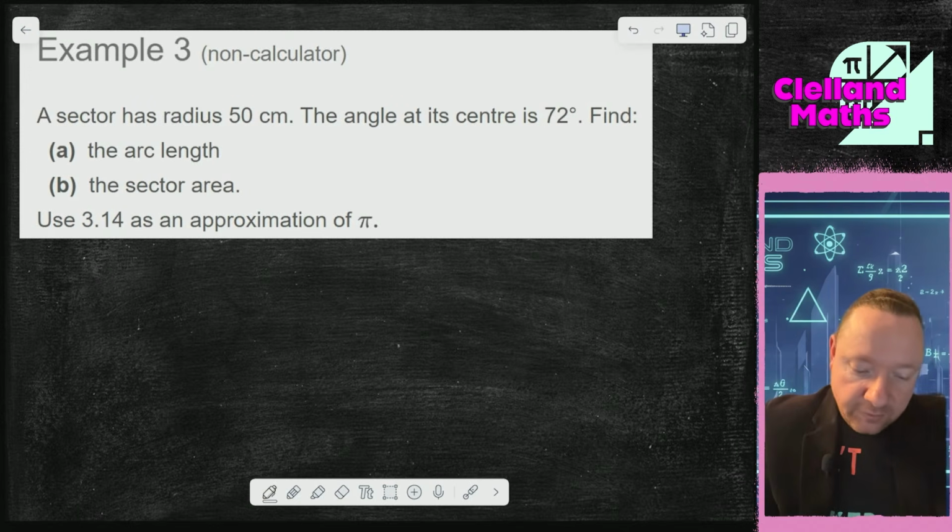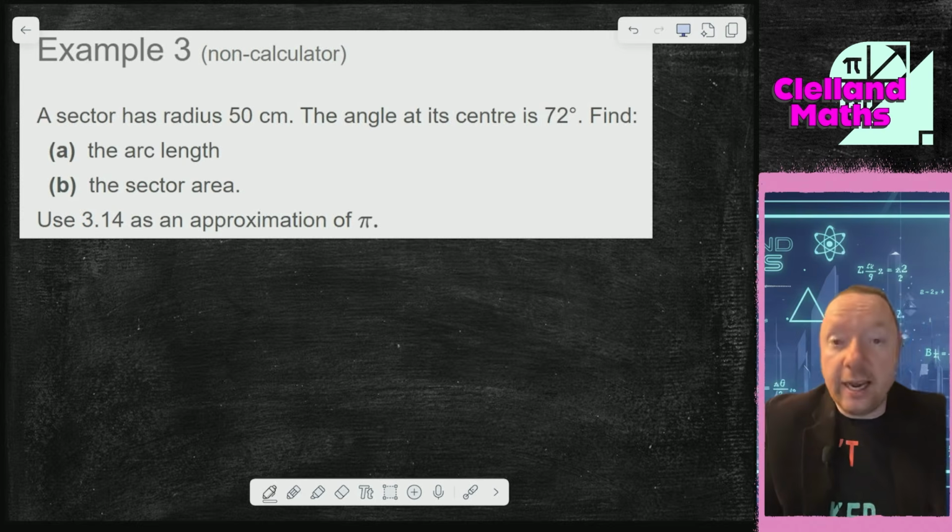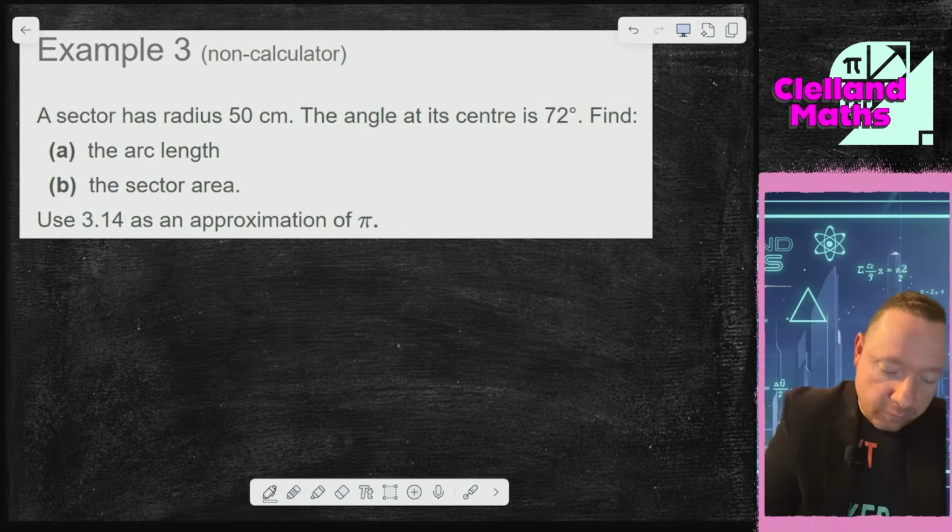Example 3. A sector has a radius of 50, and the angle at the centre is 72. Find the arc length and sector area. Again, it's non-calculator, so I have to use 3.14 for pi.